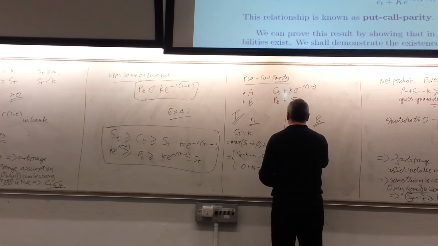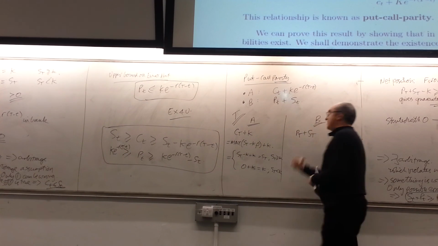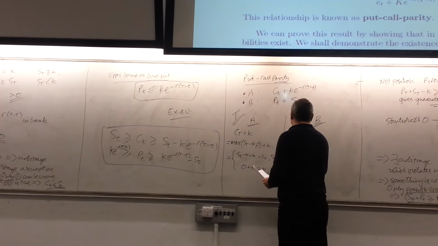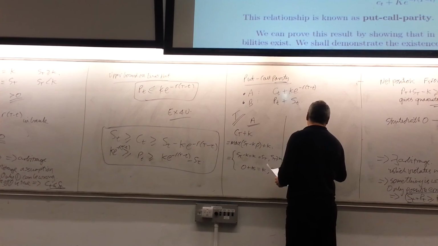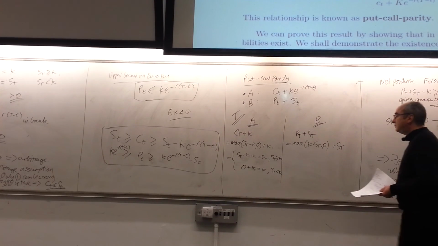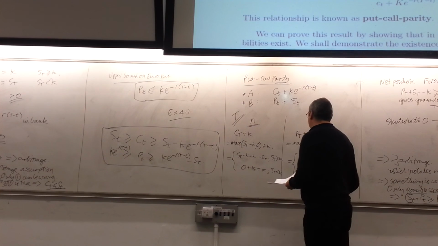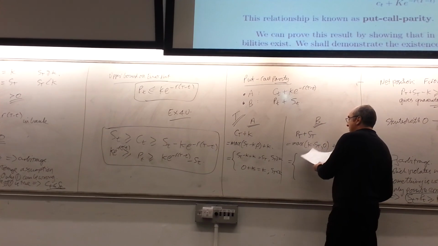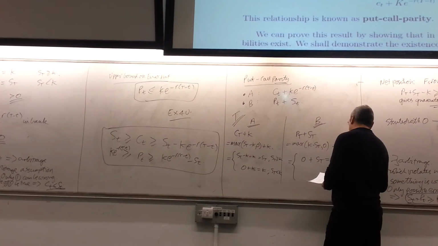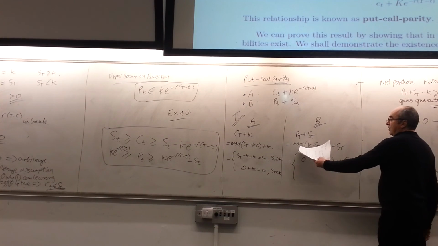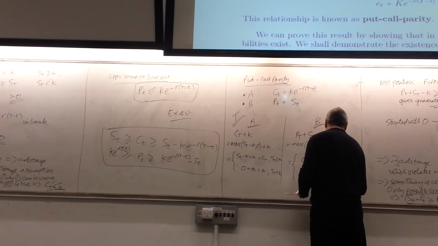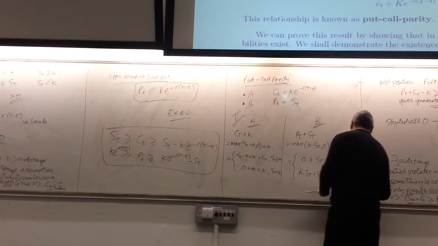If I now look at the value of portfolio B, at expiry it's PT plus ST. What's the value of PT at expiry? It's the maximum of K minus ST and 0. The value of ST is just ST. For ST greater than K, this is 0 plus ST, so it's ST for ST greater than or equal to K. And for ST less than K, it's K minus ST plus ST, which is K.